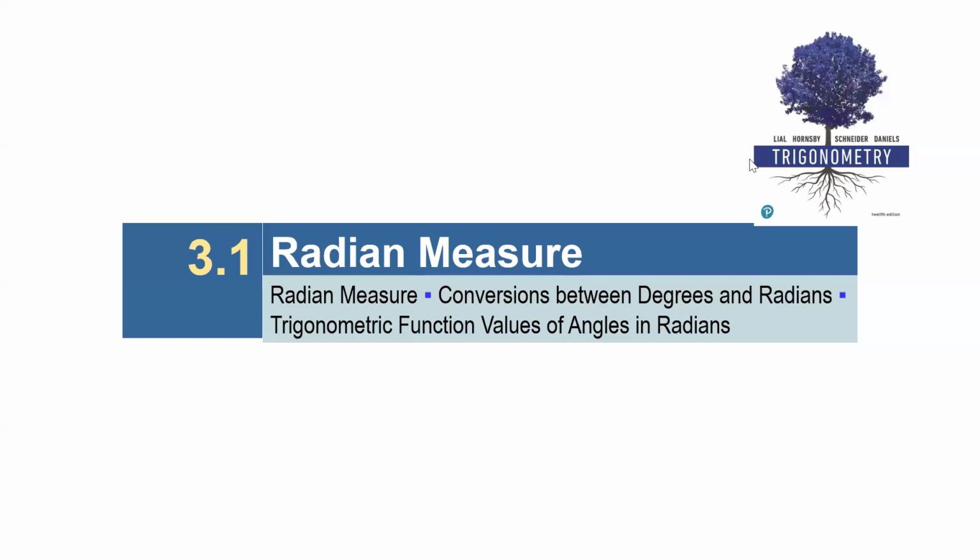Here we go. Today's easy breezy limit lesson. 3.1 radian measures. So our objectives today are to define a radian measure, to be able to convert between degrees and radians, and then trig function values of angles and radians.